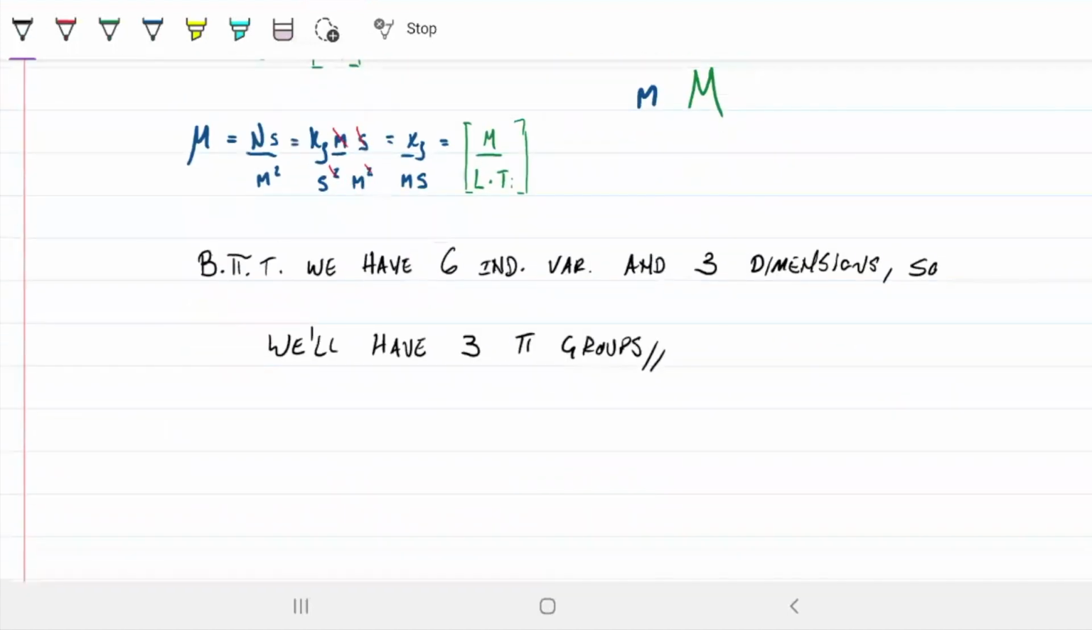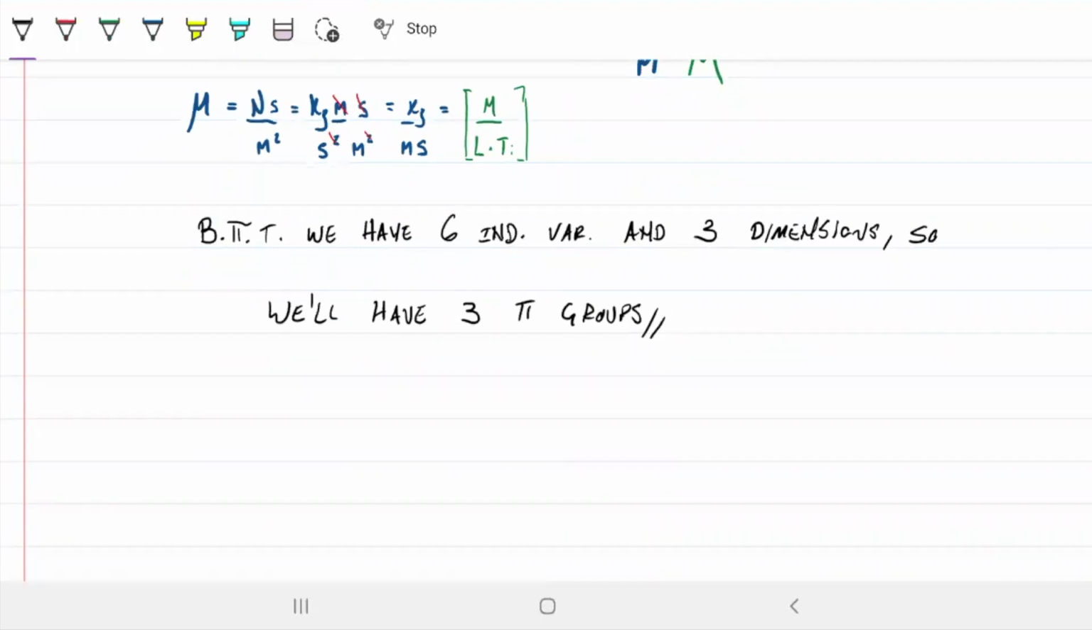All right, cool. So what do we do next? The next thing we do now is try to find these pi groups, okay? So we're going to combine the 6 independent variables to create these 3 dimensionless numbers, okay?